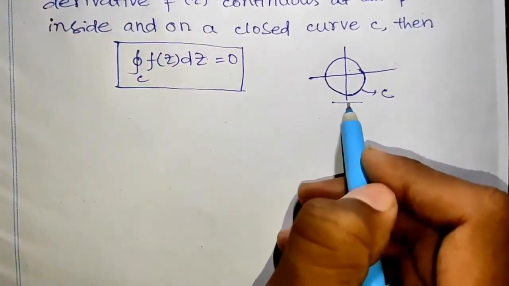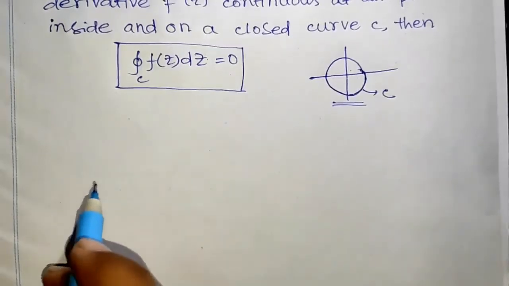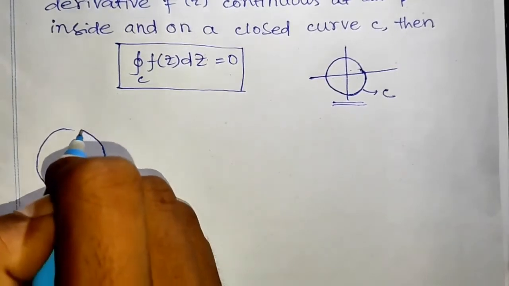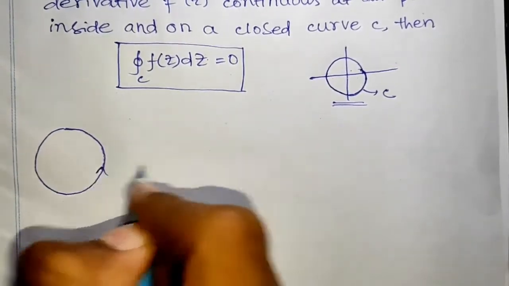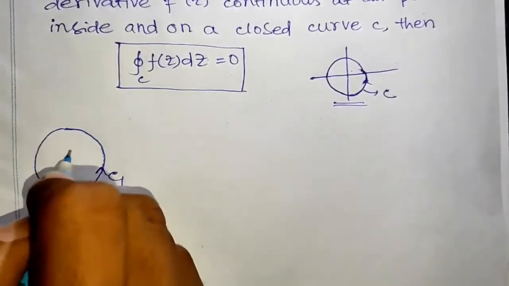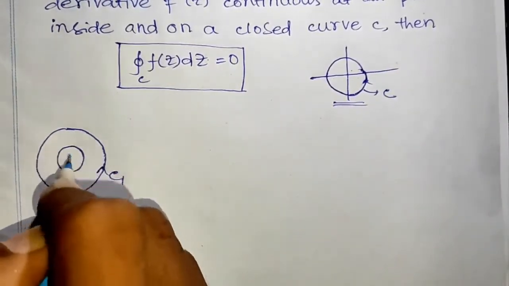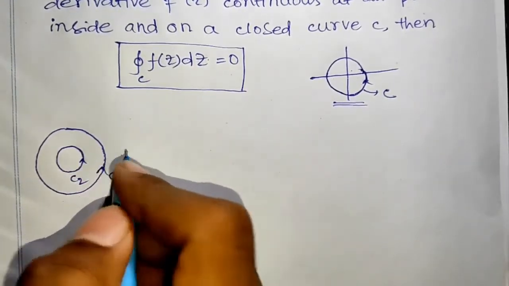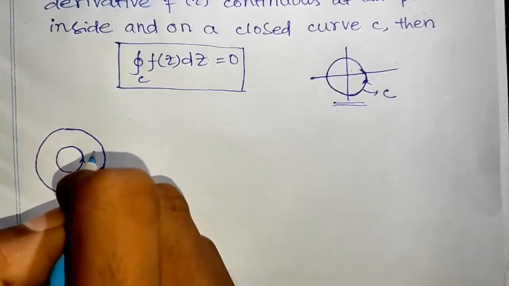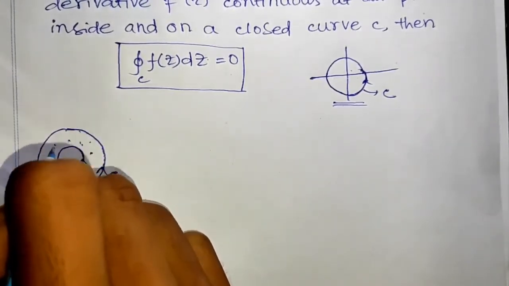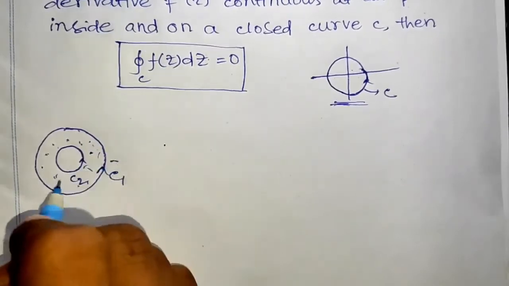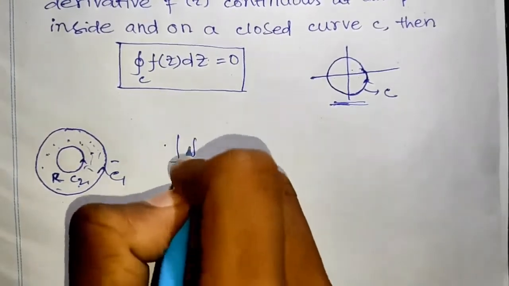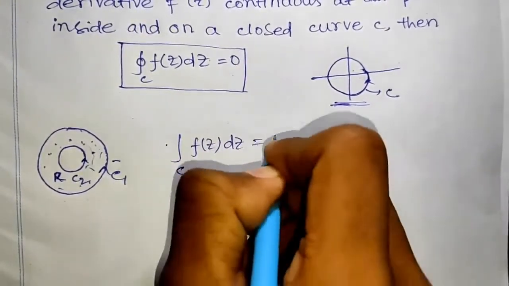Now this is a simply connected region. What would happen if we take a multiply connected region? Now we draw a multiply connected region. This is the outer circle C1, and inside this outer circle C1 there is another circle C2, and f(z) is analytic in the region between these two circles C1 and C2. Let us call this region R. Then we come to the extension of Cauchy's theorem to a multiply connected region.